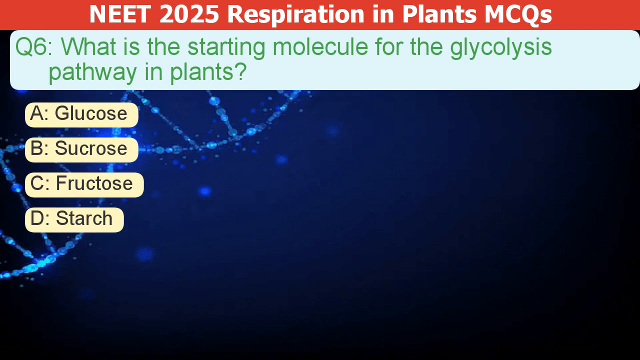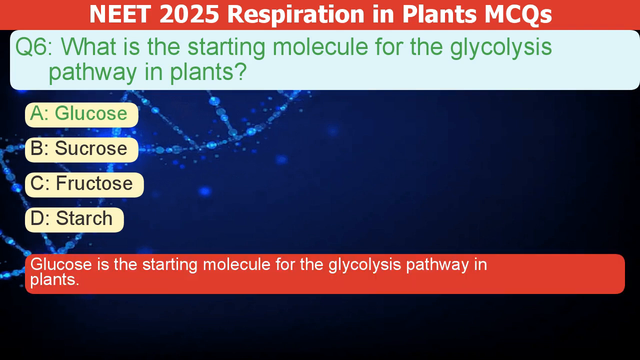What is the starting molecule for the glycolysis pathway in plants? A. Glucose. B. Sucrose. C. Fructose. D. Starch. The correct answer is A. Glucose is the starting molecule for the glycolysis pathway in plants.